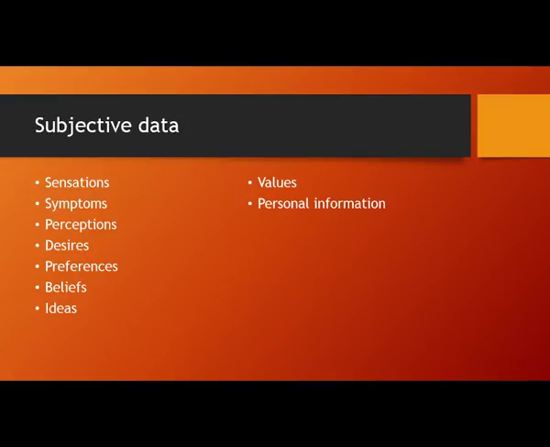Subjective data is any sort of data that you get from another person, such as the patient. You get this data from the patient. It includes the patient's description of their sensations, symptoms that they're experiencing, perceptions, their desires, preferences, beliefs, ideas, values, and their personal information.